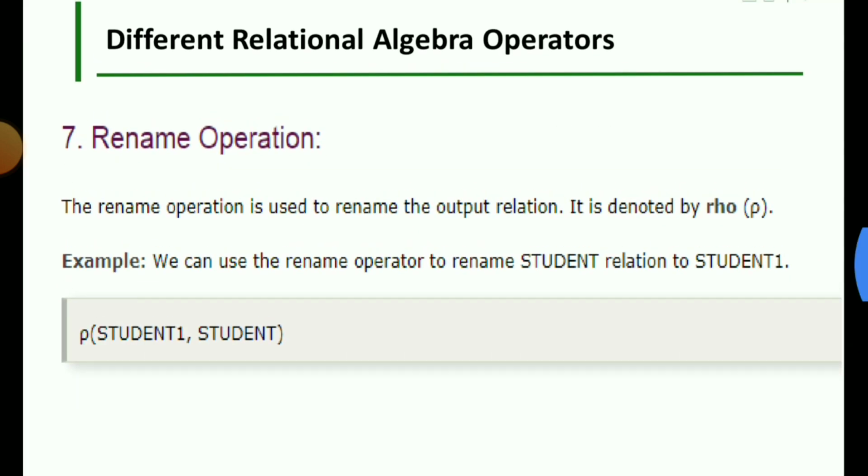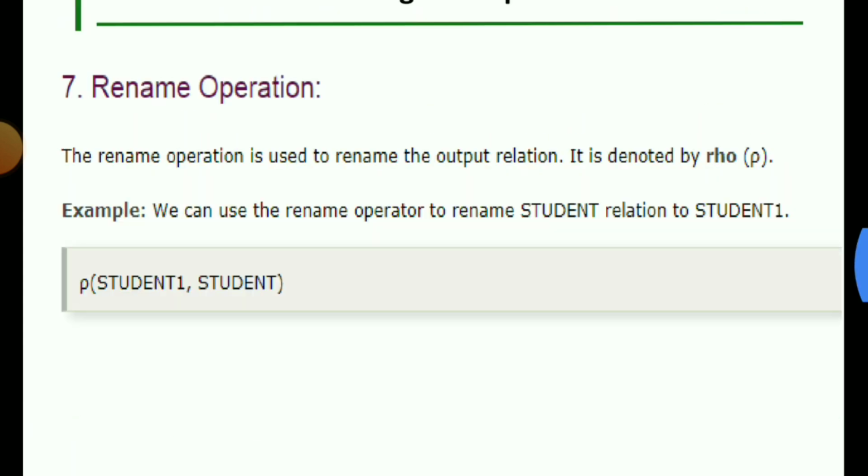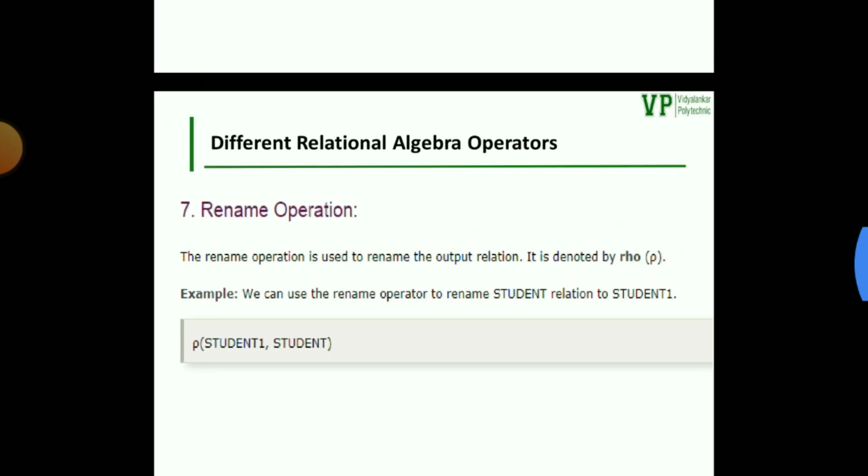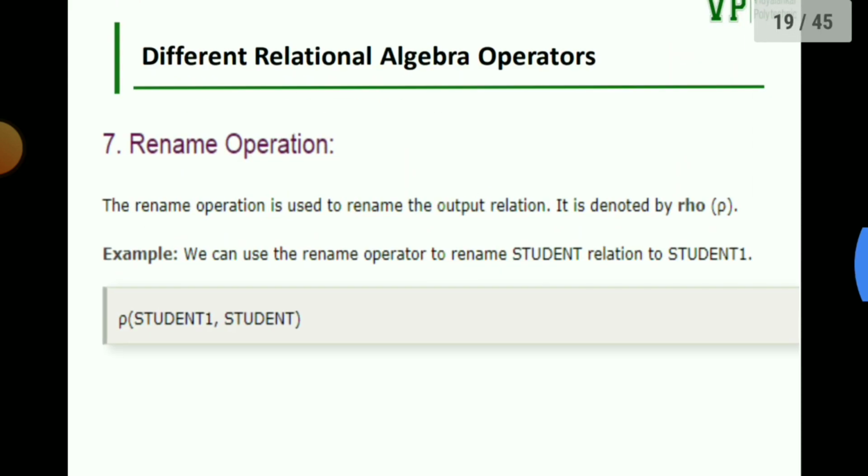Now we have rename operation. The rename operation is used to rename the output relation. It is denoted by rho. We can use the rename operator to rename the student relation to student 1. The rename operation is mainly used to change the table's name. Hope you understand these concepts.